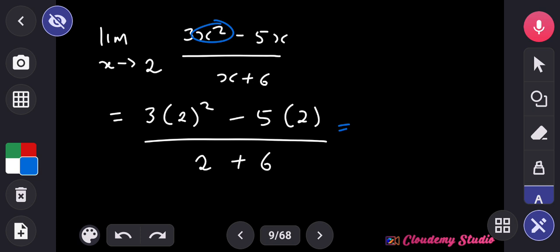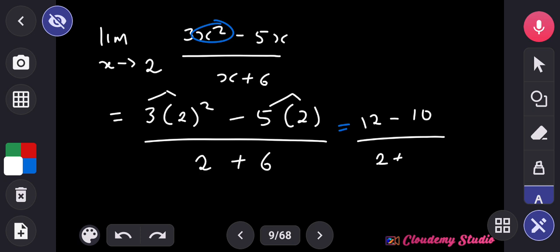This one is going to give us 3 multiplied by 4, that is equal to 12, minus 5 multiplied by 2 equals 10, everything divided by 2 plus 6. And that will be equal to 12 minus 10, that will be equal to 2 upon 8. That's going to give us 1 over 4, which means the limit of x tends to 2 of 3x squared minus 5x divided by x plus 6 is giving us 1 over 4. That's our first question.